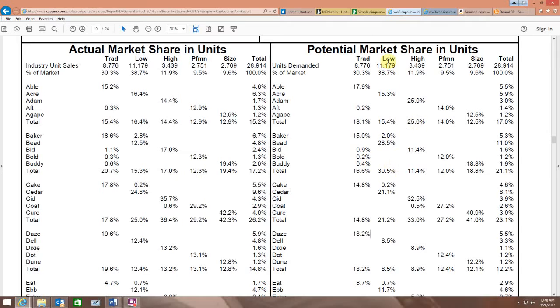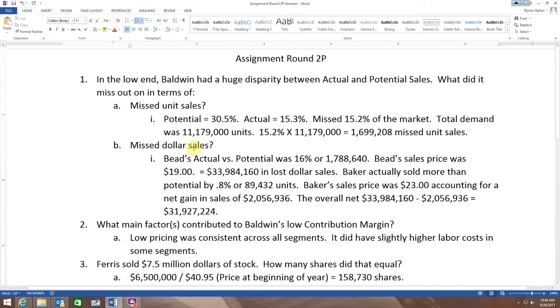So our potential market share for Team Baldwin in the low end, if you come down here to the total, it was 30.5%. So it could have kind of dominated that, but it only sold 15.3%. So it missed out on, doing the math in my head, 15.2% of the market. Okay, and of course you could use your calculator.